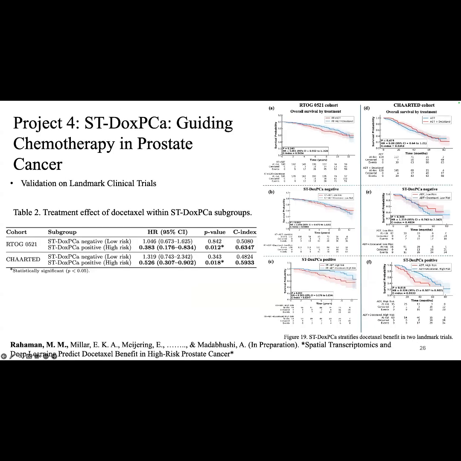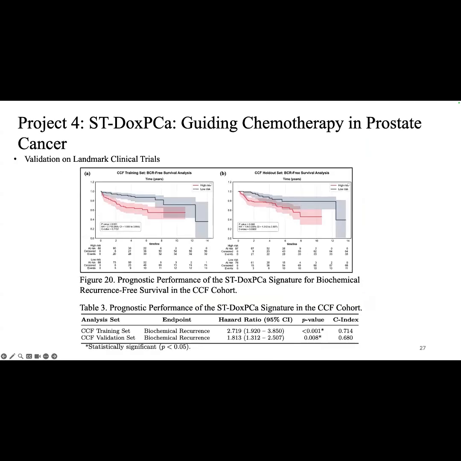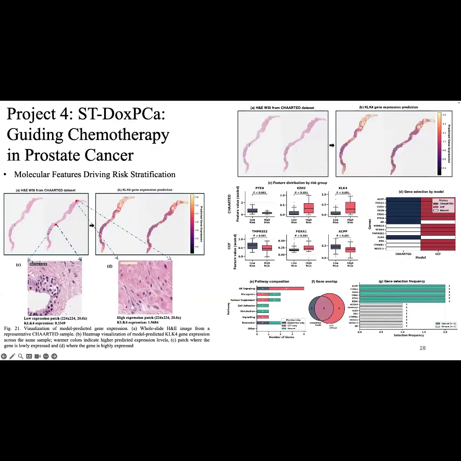Here is the key validation result from 2 landmark trials. The survival curves show it successfully stratified patients in both RTOG 0521 and CHAARTED cohorts. We also validated ST-DoxPCa in the Cleveland Clinic Foundation cohort for biochemical recurrence, and we found statistically significant results.